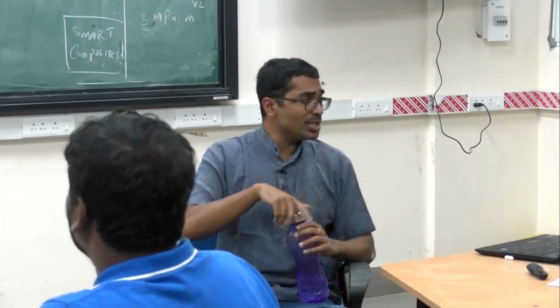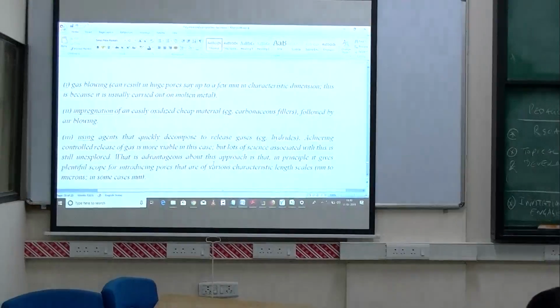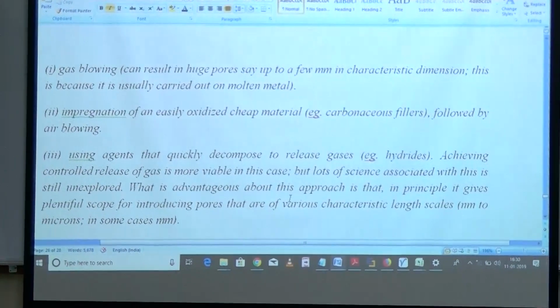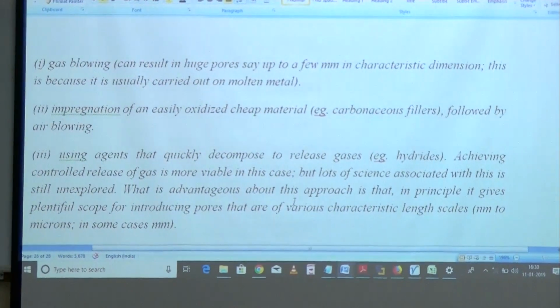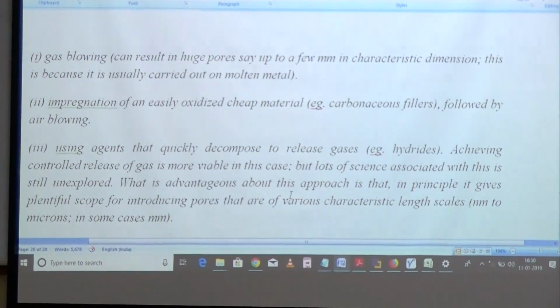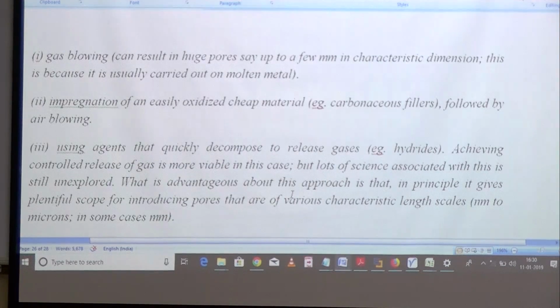The other one is impregnation of an easily oxidized cheap material followed by air blowing. Now this is interesting, isn't it? So you have a material that easily gets oxidized and becomes a gas. Let's say I impregnate sulfur and then I do oxygen blowing. Sulfur becomes sulfur dioxide and escapes, leaving behind air gaps, right?